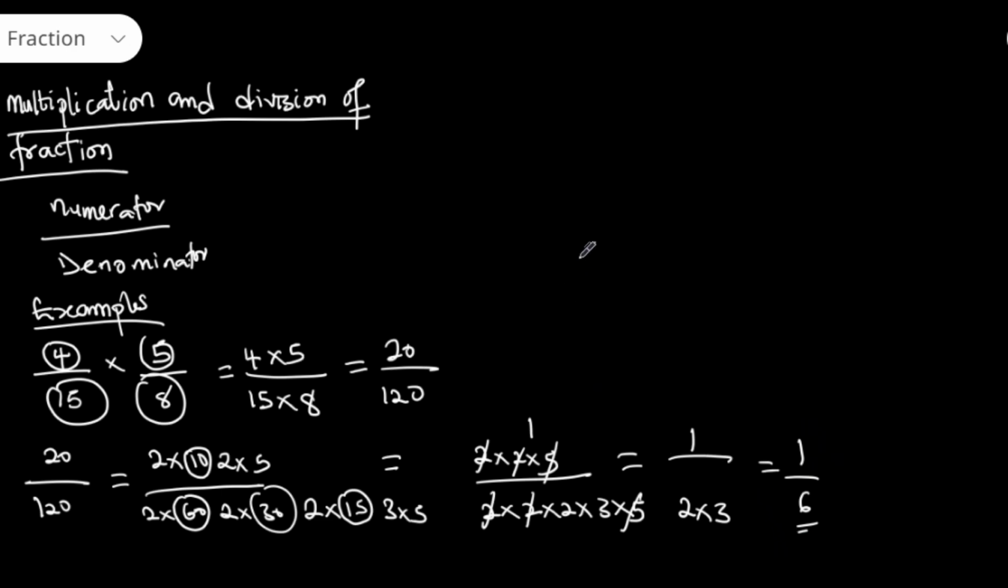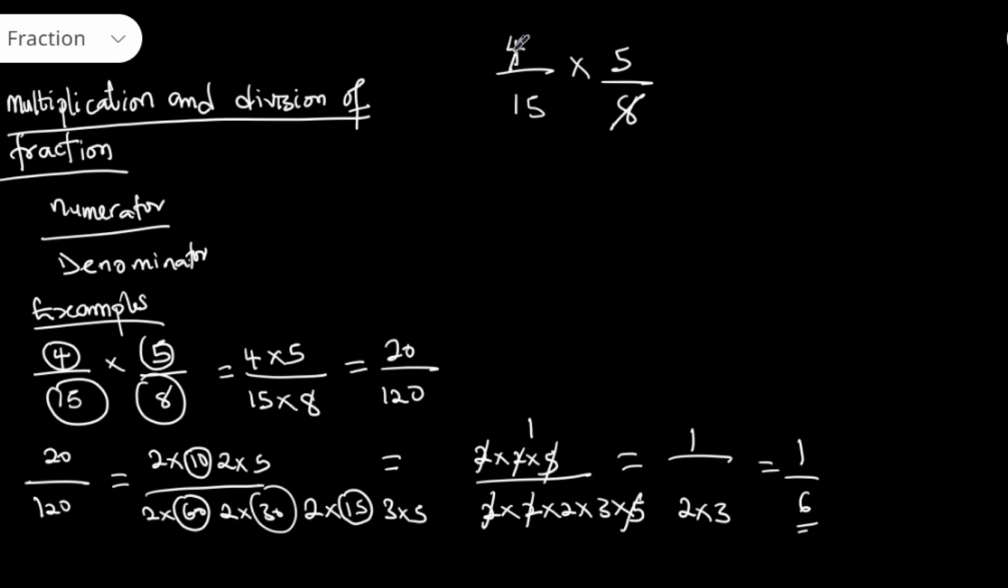Now, another way to go about this would be to multiply directly, which is 4 over 15 times 5 over 8. And how do you do that? Now, you cancel out numerator and denominator by common factors. You can't cancel out numerator and numerator or denominator and denominator. For example, 4 can cancel out 8, even though it is the denominator of the second fraction, but as long as it is numerator and denominator, then you can cancel out.